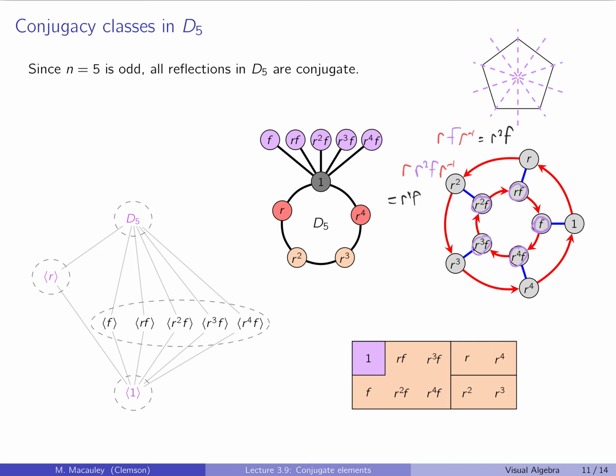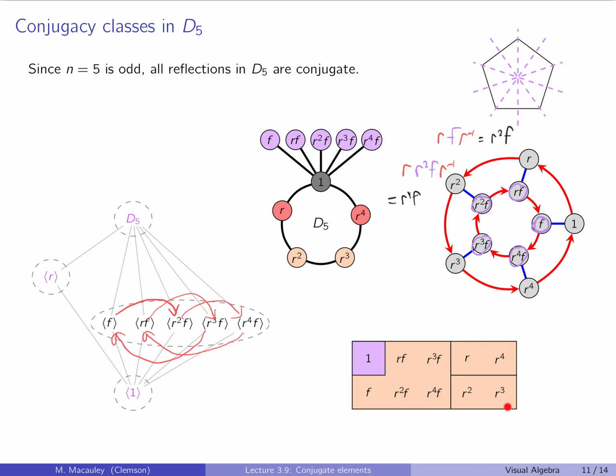If you start with f and you conjugate by r, you get r squared f, and then by r again, r to the 4th f, and then r to the 6th f, which is r f, and then finally you get r cubed f, and then once again r to the 5th f, which is back to f. So these are all in a single conjugacy class. Here's a cycle graph. And here is the partition of the elements of D5 by conjugacy class. So all the reflections are together. There's only one element in the center.